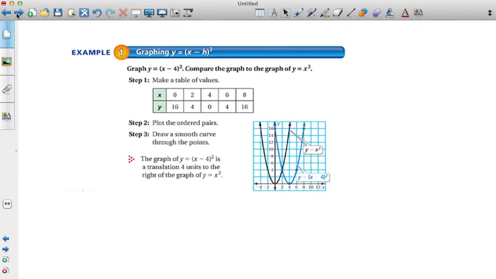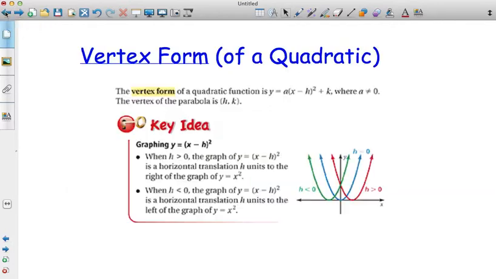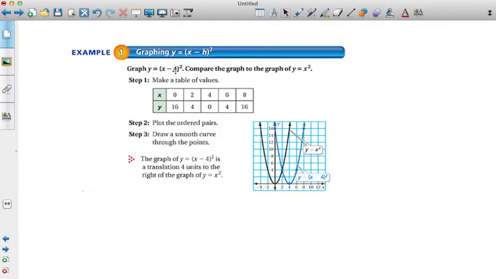In the previous slide, I talked about how it moved to the right when h is greater than 0, meaning that h must be a negative number, which when multiplied by another negative changes it to a positive. In this case, the 4 was a positive 4 being subtracted, and therefore moved it 4 units to the right. If it would have been x plus 4, then it would have moved 4 units to the left.